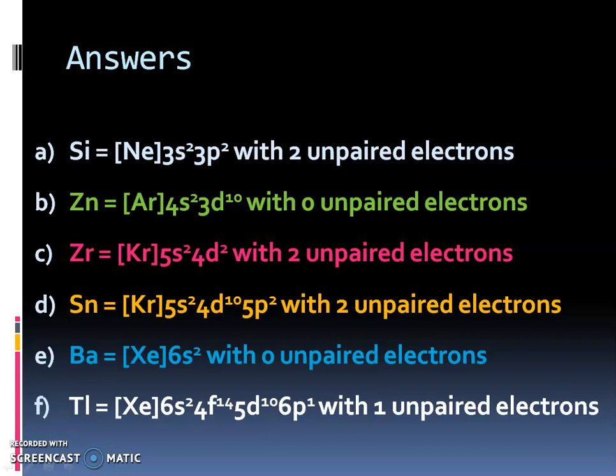And I also believe we did this either in the bookwork or on a worksheet, electron configuration, and talked about those paired versus unpaired electrons. Again, thinking about that orbital diagram.